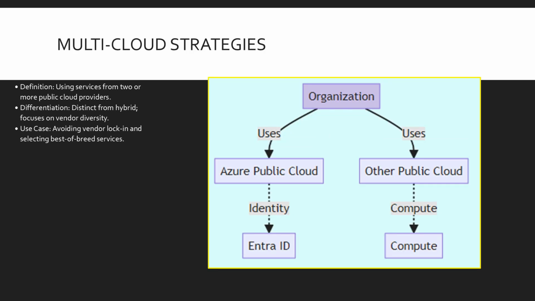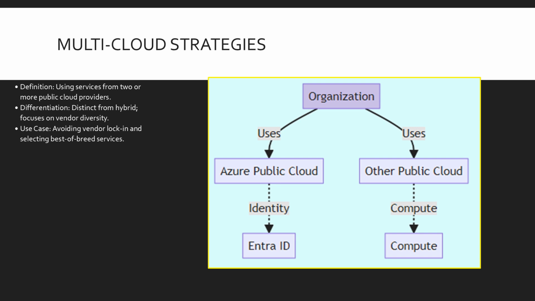A related but distinct concept is multi-cloud. While hybrid mixes private and public, a multi-cloud strategy involves using cloud services from two or more public cloud providers, such as Azure and another vendor. This is defined by diversity.